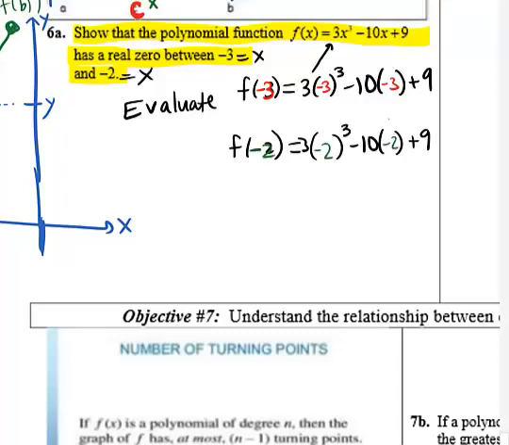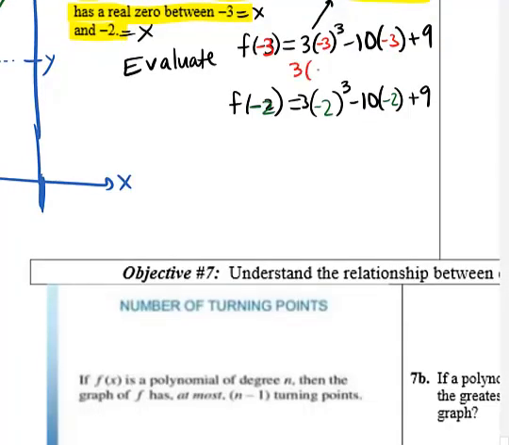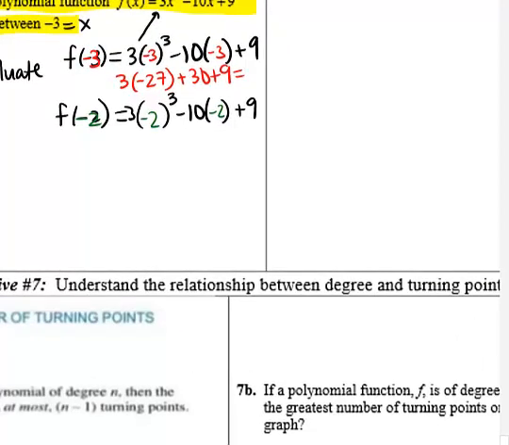-2, okay. Let's see what's going on here. This is 3 times -3 to the third, which is -27. -10 times -3 is 30. So 3 times -27 is -81, I think. Does that sound right? Yeah, I think so. -81 plus 30 plus 9. I have to think about that. Okay, I think it's -42. Is that right? Yeah, okay, I think so.